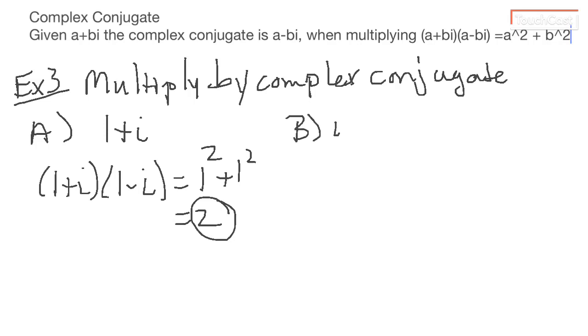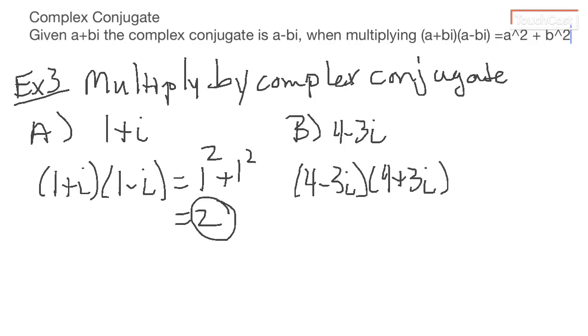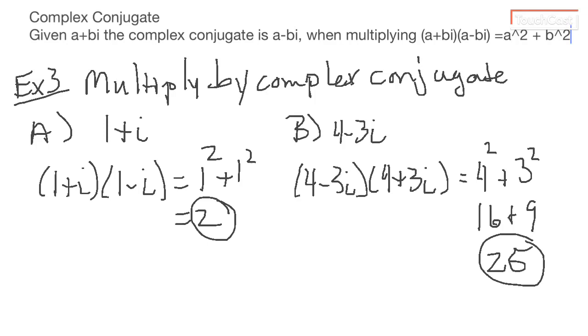Let's look at 4 minus 3i as well. So 4 minus 3i's complex conjugate is just going to be 4 plus 3i. And we know that multiplying the two numbers that are complex conjugates is just going to result in the real part squared plus the b term squared. 4 squared is 16. 3 squared is 9. 16 plus 9 makes 25. So 4 minus 3i times 4 plus 3i makes 25.